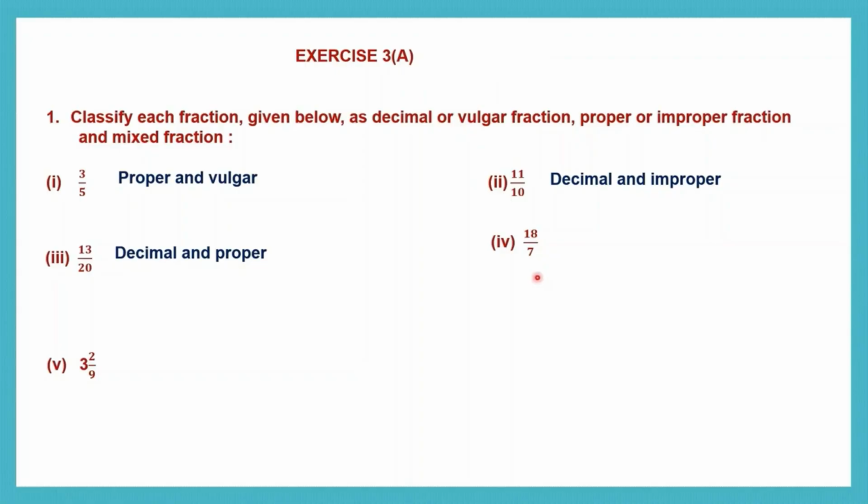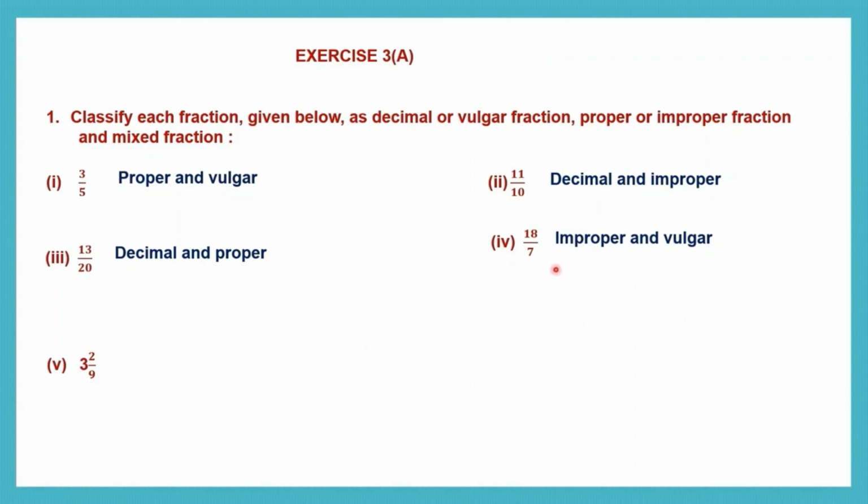The fourth one is 18 by 7. So what fraction is this? This is an improper and vulgar fraction. Why is it improper? Because the denominator is smaller than the numerator. Why is it a vulgar fraction? Because the denominator is 7.